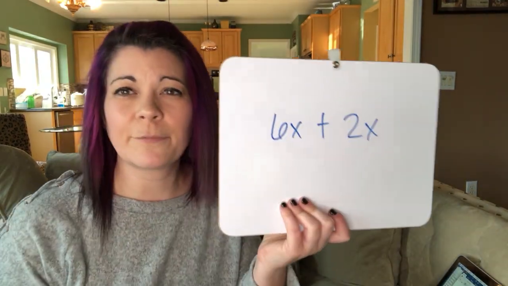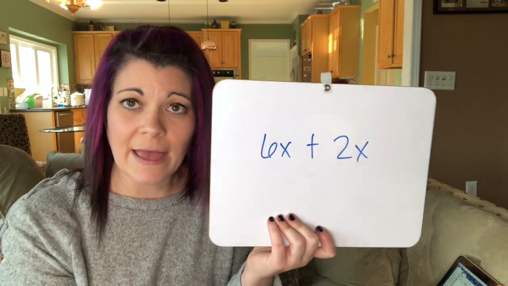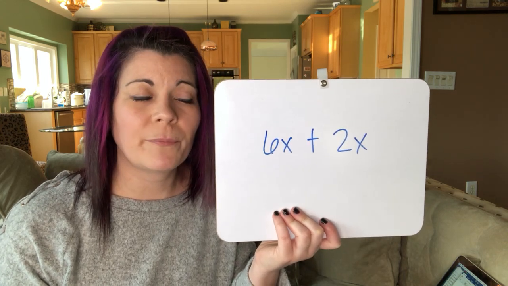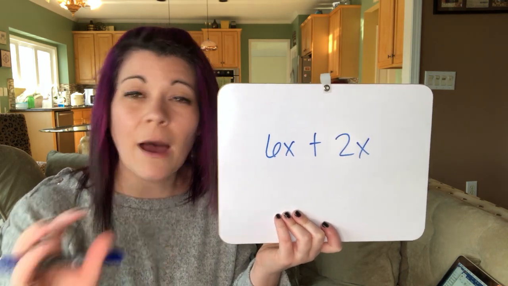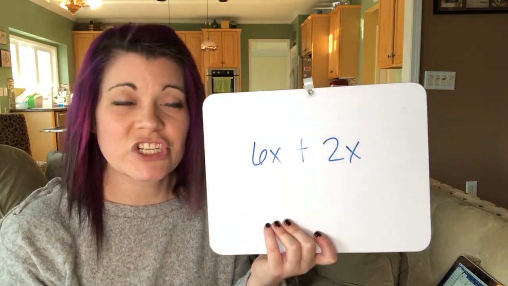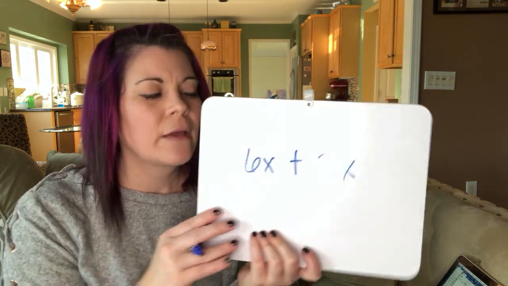So, for example, if we want to simplify an expression, if we have 6x plus 2x, we can combine these two because they both have an x and they're both raised to the first power. So basically what you do is you just do the operation to the coefficients. The coefficient here is 6, the coefficient here is 2. So really I'm just adding 6 plus 2, which is 8.